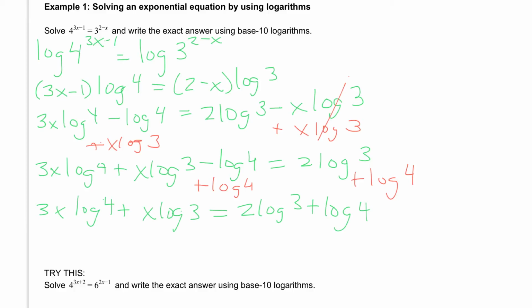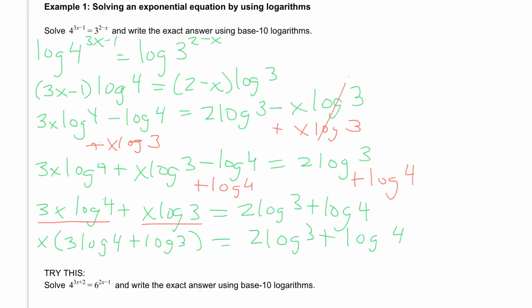So now I have these two terms on my left-hand side, and I want to factor out the x. So I'm going to take that x out in front. In this term, if I take the x out, I'm left with 3 log of 4, and in this term I'm just left with the log of 3. And it's still equal to 2 log of 3 plus the log of 4. My last step to get x by itself, since x is being multiplied by everything in this parenthesis, is to divide both sides by this whole thing.